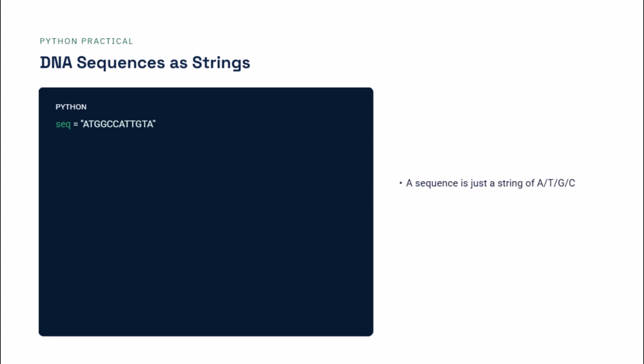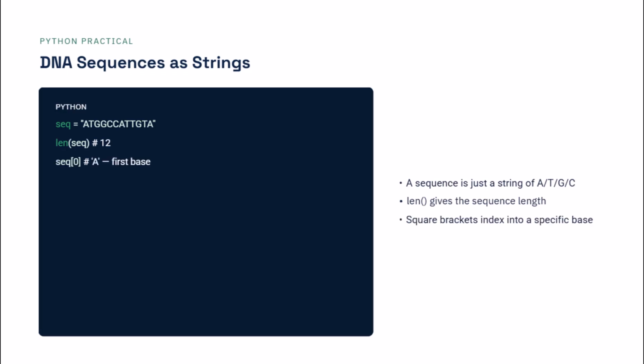Once we have a sequence stored this way, we can ask simple questions about it. Typing len, open parenthesis, SEQ, close parenthesis, tells us how many bases long the sequence is. And because a string is really just an ordered list of characters, we can access any individual base by its position, or index, using square brackets. SEQ bracket 0 gives us the very first base, since Python starts counting positions at 0 rather than 1. These basic operations, length and indexing, are the building blocks for everything we'll do with sequences going forward.